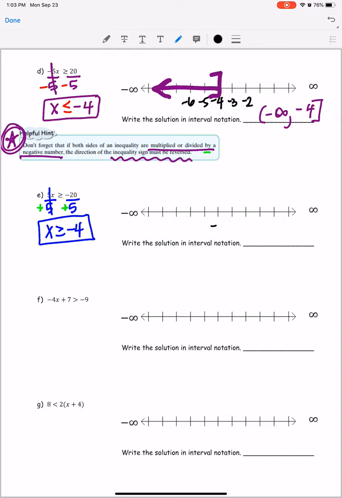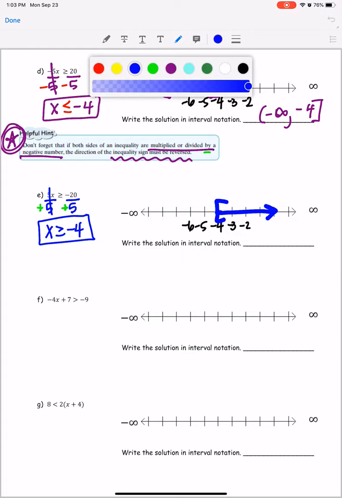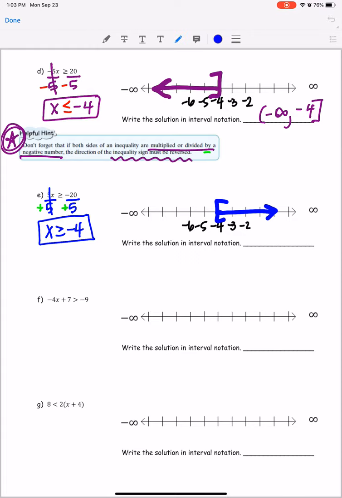So number your line. Negative 4, negative 3, negative 2, negative 5, negative 6. This is pointing this way, so I'm going to go the same way. You've got a line underneath, so that means a bracket. So it starts at -4 with a bracket, and it's pointing to your infinity, which is always with a parenthesis.